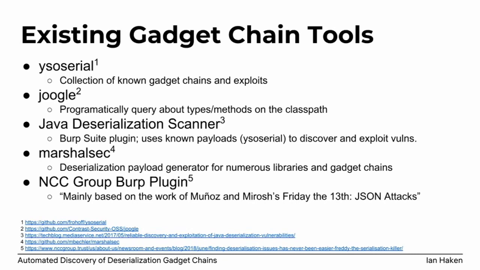There's the Java deserialization scanner. That's a Burp Suite plugin that basically uses payloads from Why So Serial to dynamically scan your app and determine if any of those payloads work. Already mentioned MarshallSec. Earlier this year, the NCC group released a Burp Suite plugin, which again kind of does the same thing as the other Burp Suite plugin, but that one's mainly based on payloads from Munoz and Marocha's work at last week's Black Hat.